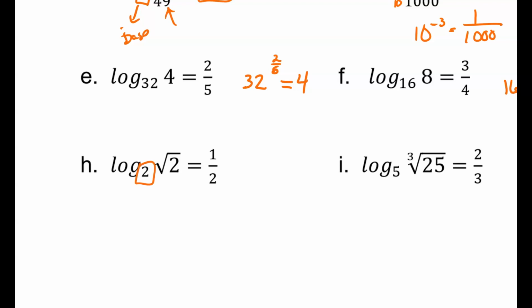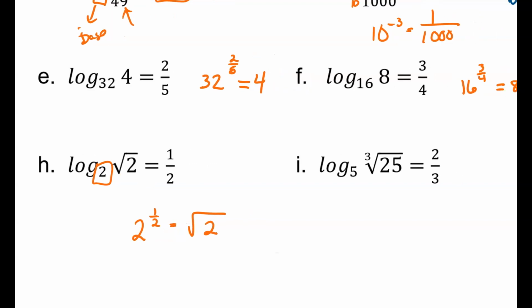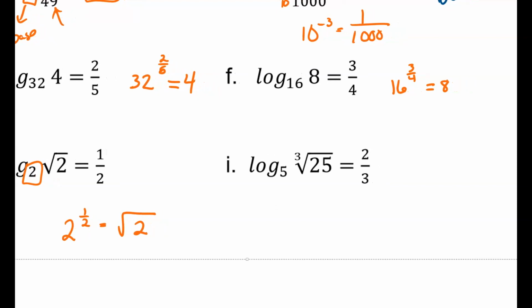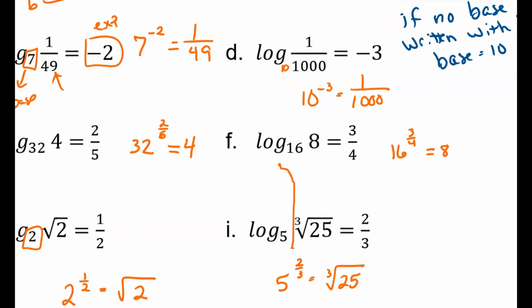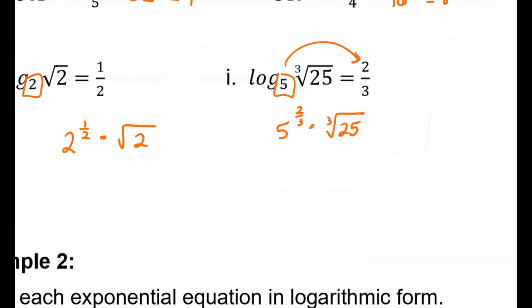What's our base? Our base is 2. So it's 2 raised to the 1/2. It's the same thing as the square root of 2. Exactly, right on. All right, let's get our last one. I would be 5 raised to the 2/3 is equal to the cubic root of 25. So our base being raised to our exponent equals the cubic root of 25.